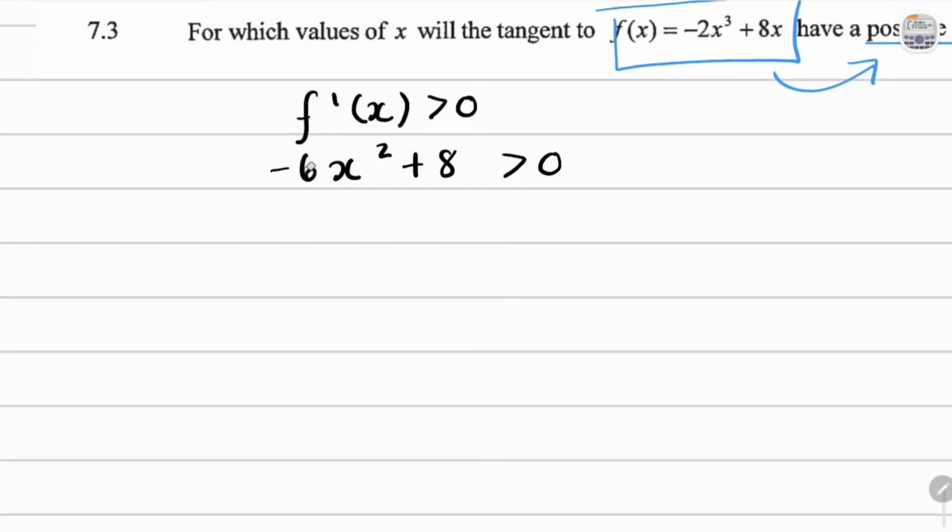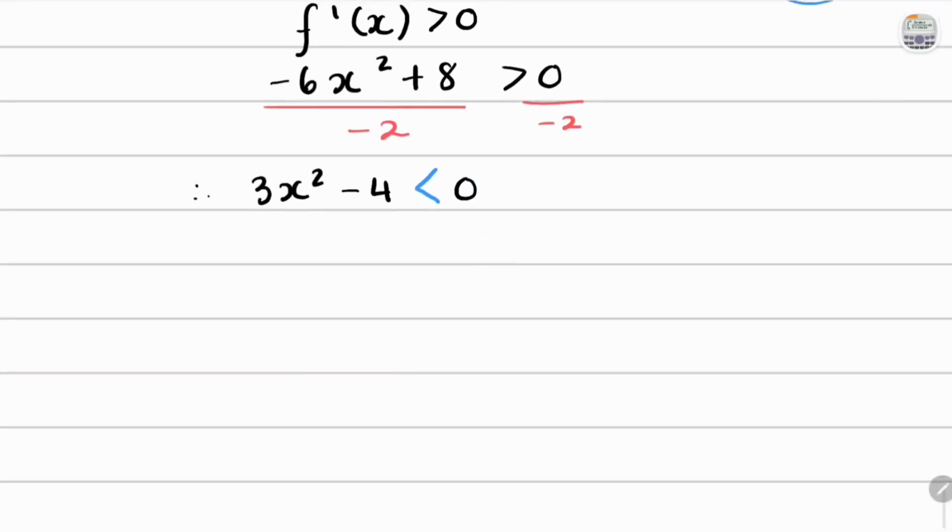Straight away, do you see that with the first and the second term, we have a common factor of, we can just say, negative 2. So let's go ahead and divide both sides of this inequality by negative 2. That leaves us with positive 3x squared minus 4. But we just divided by a negative, so it's going to cause our sign to change direction. So now it looks like that. It's less than 0. Okay, let's go ahead and solve.